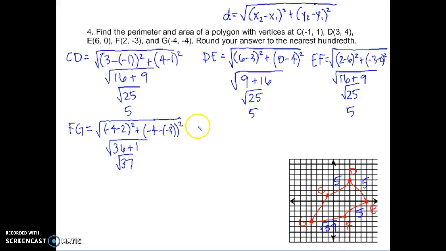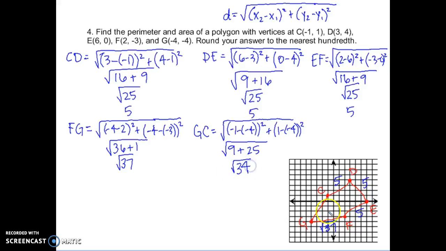And our last one would be GC. So I have -1 minus -4 squared plus 1 minus -4 squared. -1 minus a negative becomes plus, so -1 plus 4 is 3, squared is 9. 1 minus a negative becomes plus, 1 plus 4 is 5, squared is 25. 9 plus 25 gives us 34. So then I've got the square root of 34.